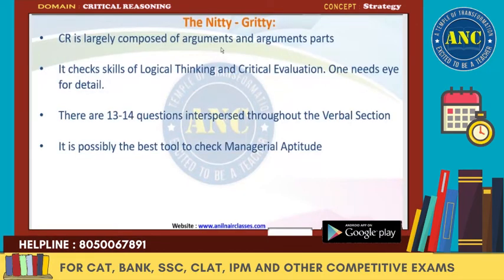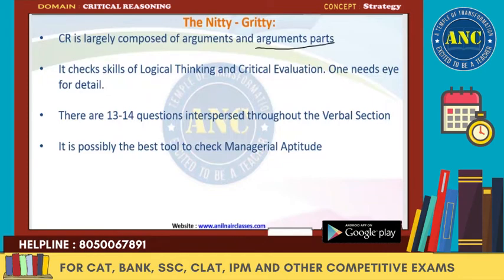Let's look at the nitty-gritty of this concept. So critical reasoning is largely composed of arguments and argument parts. And it basically checks skills of logical thinking and critical evaluation. Hence, one needs an eye for detail. There would be about 13 to 14 questions interspersed throughout the verbal section. And it's the best tool to check managerial aptitude.